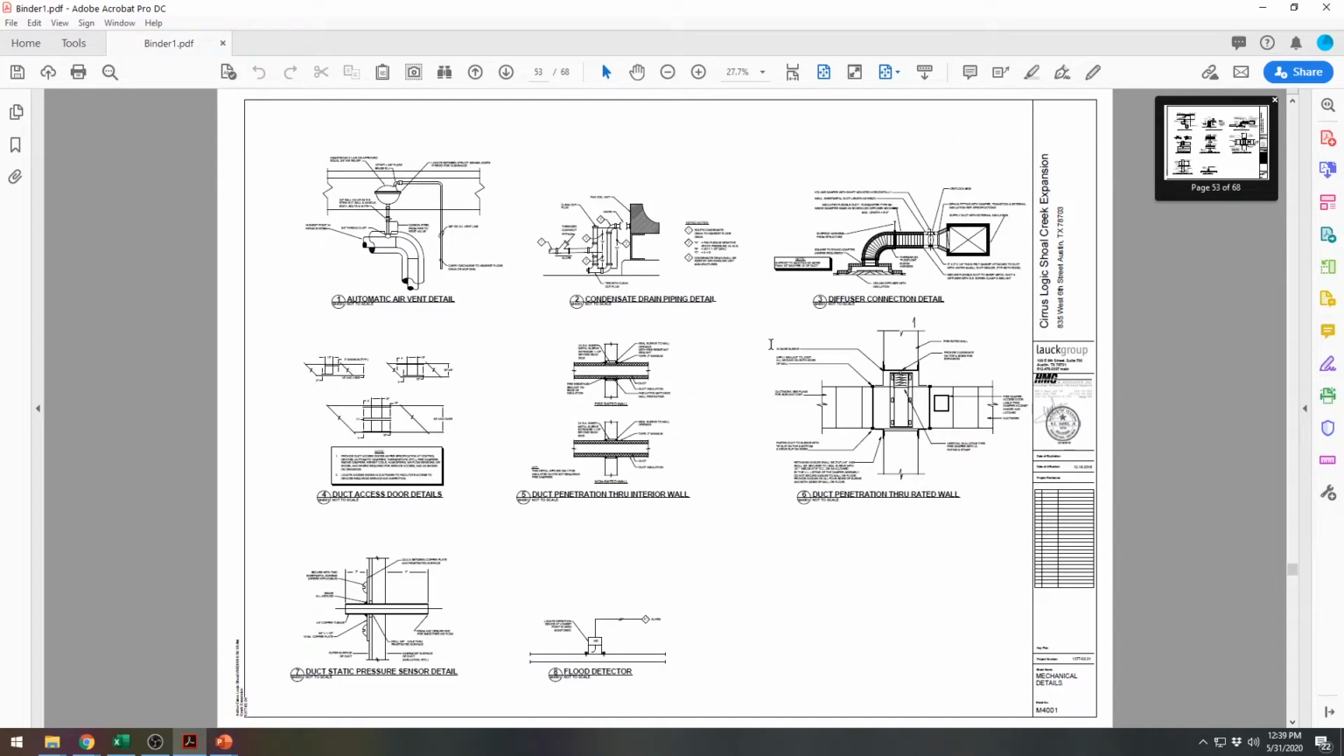And then we have the mechanical details. So once again, a lot of these are standard details. We do have to edit the details some depending on the job. If you need to do some sort of special mounting of diffusers or anything, this is where it would be shown in the details.